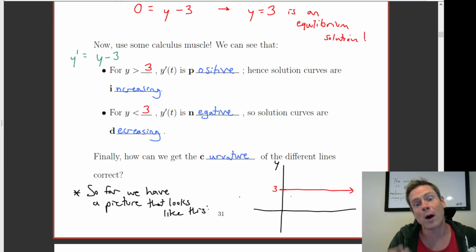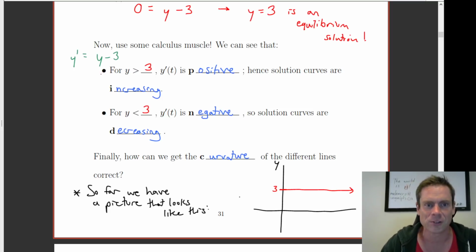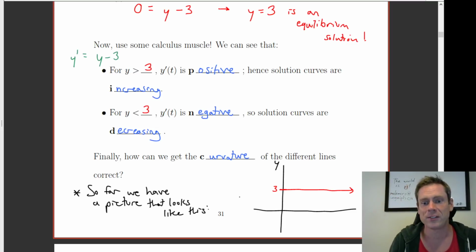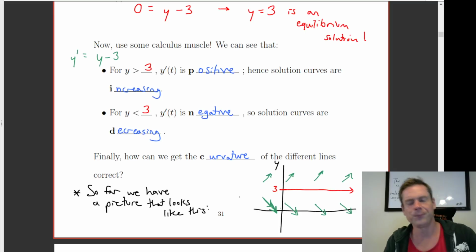Okay. If I go above 3, I don't know exactly what the curves look like, but I do know that we said that for y above 3, solutions are positive in slope. So they're going to be going upwards somehow if I am above 3 to start. And for y below 3, solutions are going to be going downward. That's true even for negative y values. So I want to make that a little bit clear here.